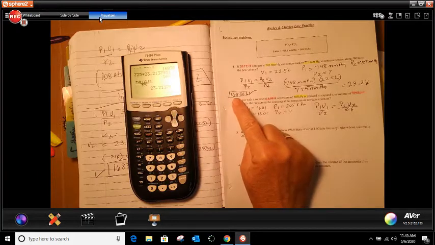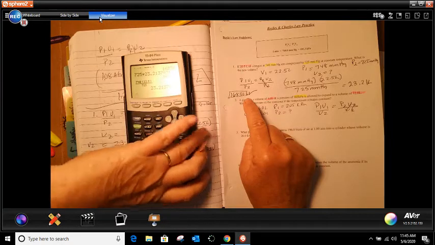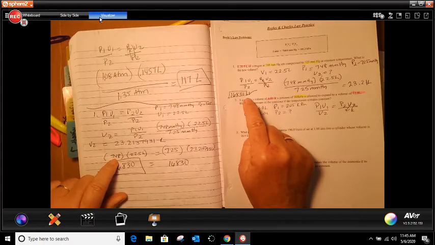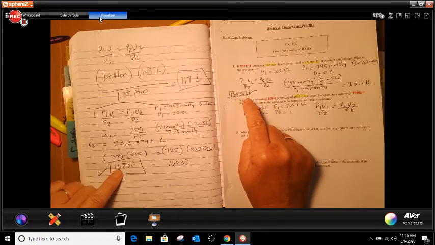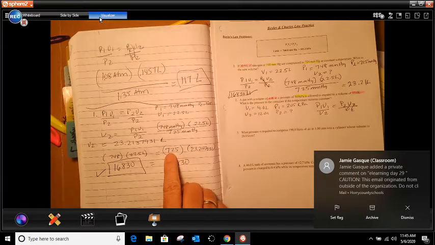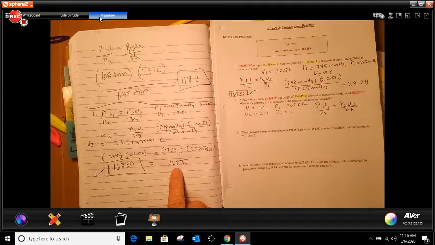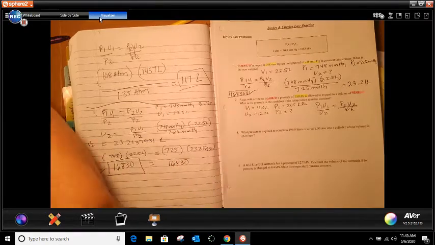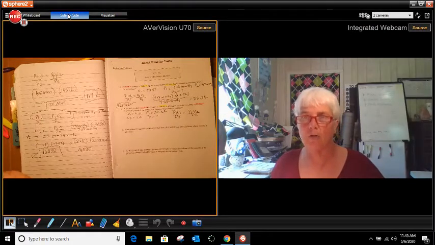Now, there's one other step that I did not tell you yesterday, but I want you to do. If you see, there is a number here called a check number. A check number is where you take your information, your pressure 1 and your volume 1, and multiply those together, and you get 16,830. Then you take your 725 times the answer that you got, and you should get 16,830, and that's my check number. This check number is to assure that you have the answer correct.